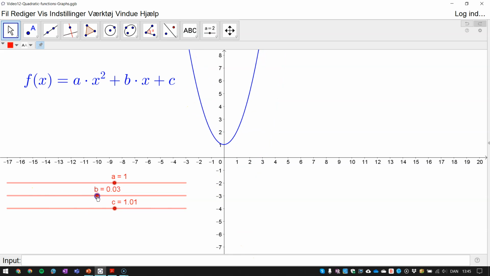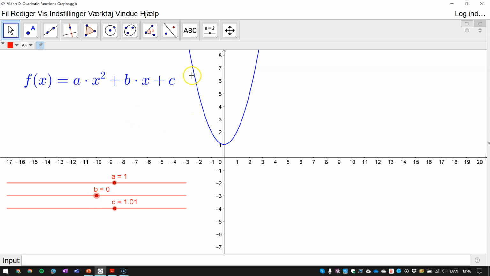If B is 0, then I actually get the vertex. Then it's symmetrical around the y-axis. That is because if it's the vertex, then it's neither increasing nor decreasing. Then it's just horizontal at that point.